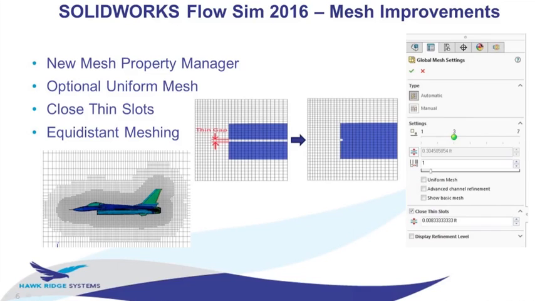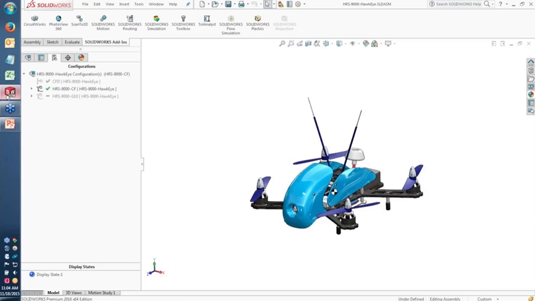So let me jump in here and I'll try to show you first of all what this new mesh interface looks like and some of these options that I'm referring to. We're going to open up SolidWorks 2016, the newest release, and on my screen I've got a model that we've been working on here at Hawkridge Systems. This is the HRS 9000 Hawkeye drone. It's an actual little remote quadcopter drone that we're trying to design here at Hawkridge.